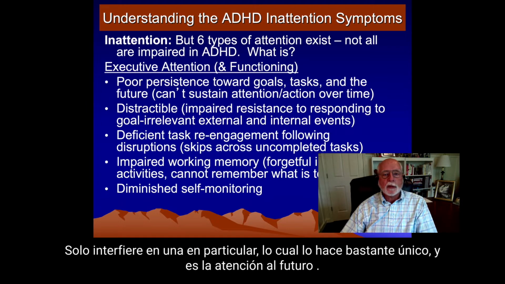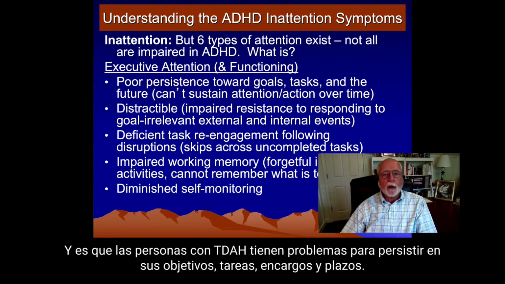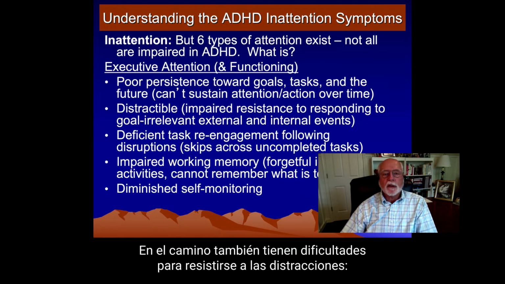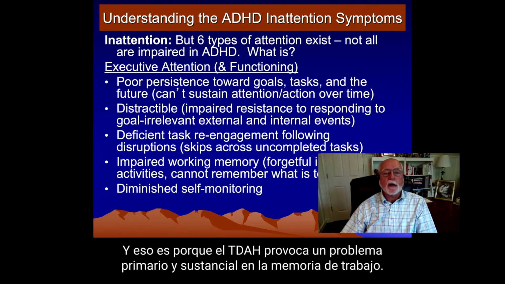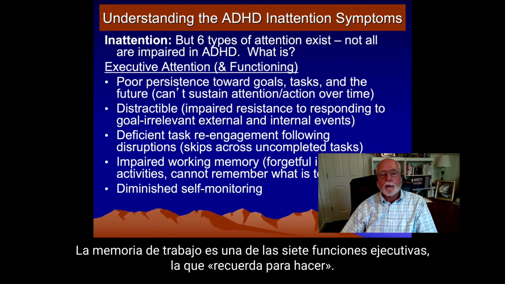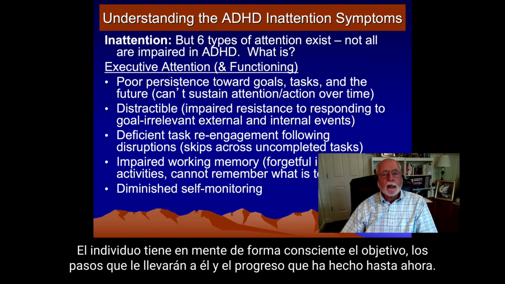It interferes with one in particular that makes it quite unique, and that is attention to the future. People with ADHD have trouble persisting over time toward goals, tasks, assignments, and deadlines. Along the way, they also have difficulties with resisting responding to distracting events, what are goal irrelevant events. And when distracted, the individual with ADHD will find it very difficult to go back and re-engage the incompleted task. And that's because ADHD is producing a primary and substantial problem with working memory. Working memory is one of the 7 executive functions, and it refers to remembering so as to do. The individual is actively holding consciously in mind their goal, the steps to the goal, and the progress they've made so far in getting to that goal.